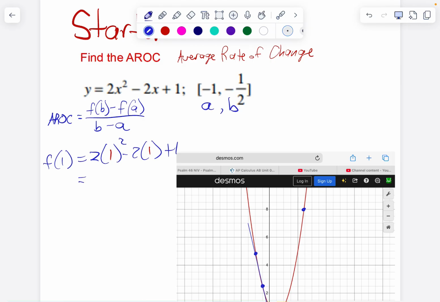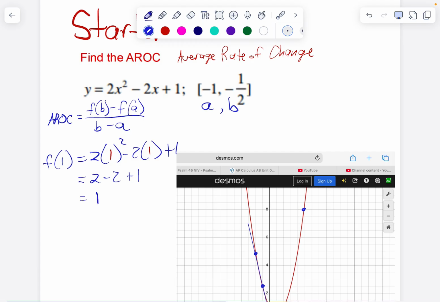This is a common mistake that students still make, so I'm asking. Square before 2 times, right? GEMS or PEMDAS, whichever one you learned, says exponent before multiplication. So don't do 2 times 1 and then square that. That would be wrong. So this is just 2. Like 1 squared is 1 times 2 is 2. And then -2 plus 1. Okay, so what is f of 1?